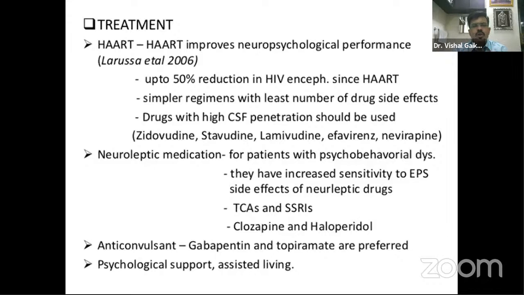Other than HAART, neuroleptic medication for behavioral symptoms could be used, but they should be used with caution, because they may have a tendency and sensitivity for extrapyramidal syndromes. So TCAs, tricyclics can be used, SSRIs can be used, clozapine and haloperidol should be used with caution. For anticonvulsants, topiramate and gabapentin are the preferred ones. And other than that, like in other dementia patients, psychological support, family support, assisted living has to be another cornerstone for the treatment.